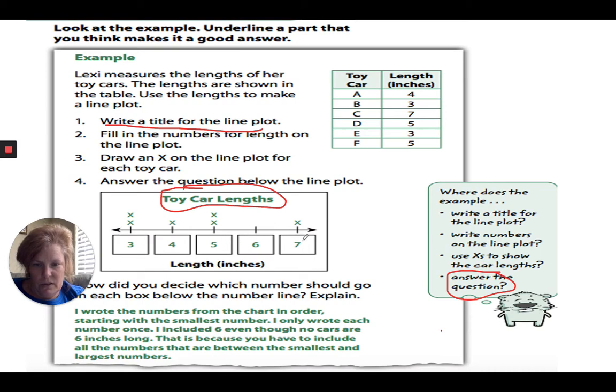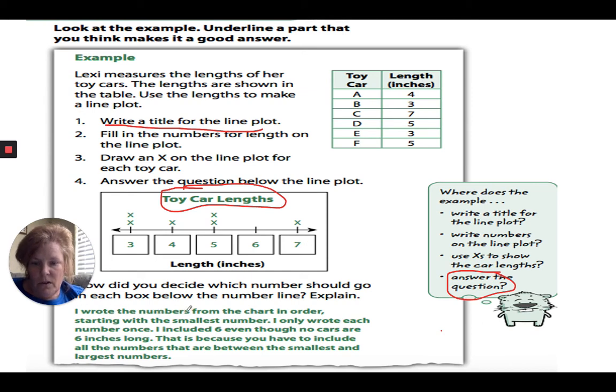So here's the box below the number line. What do you think goes in here? Well, if this is our length, these are our inches. So you look up here and you see that the shortest one is 3. So you would put 3 and then 4, 5, 6, 7. You see the most is 7. So you would do it just like a number line. And then that's what it says here.